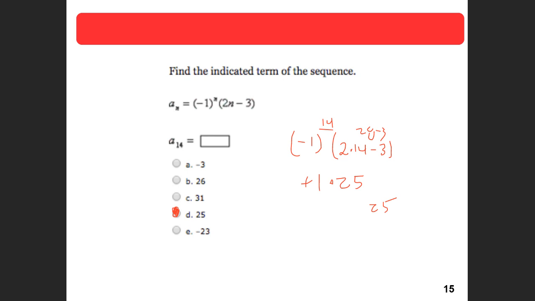Holy cow, when in doubt, choose D this week. Looks like all my answers are D.